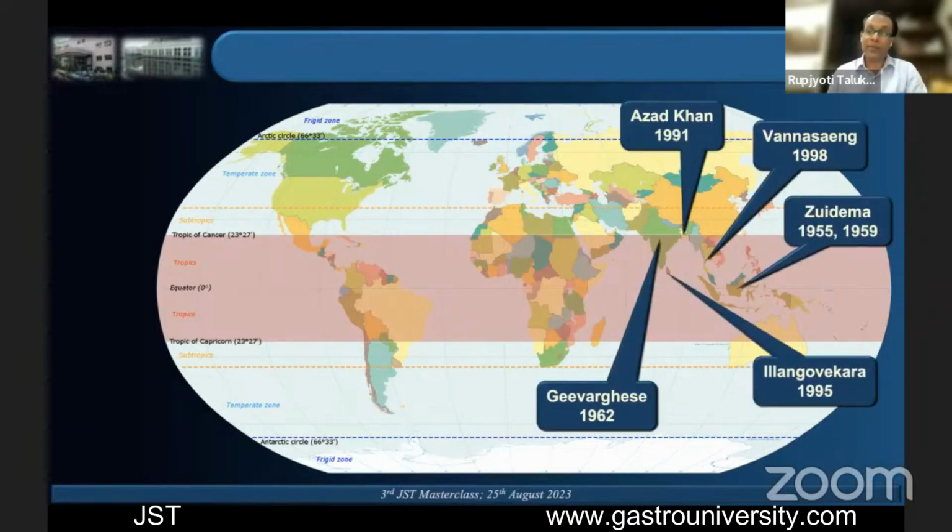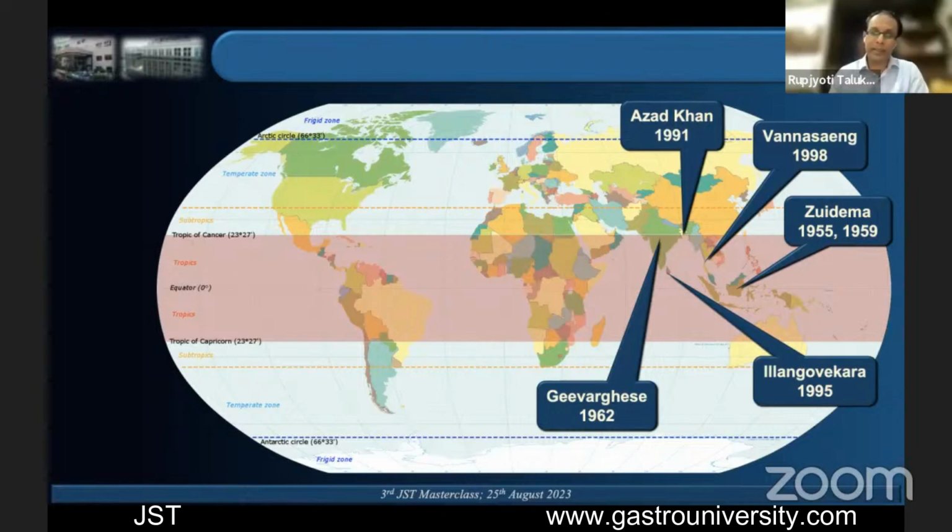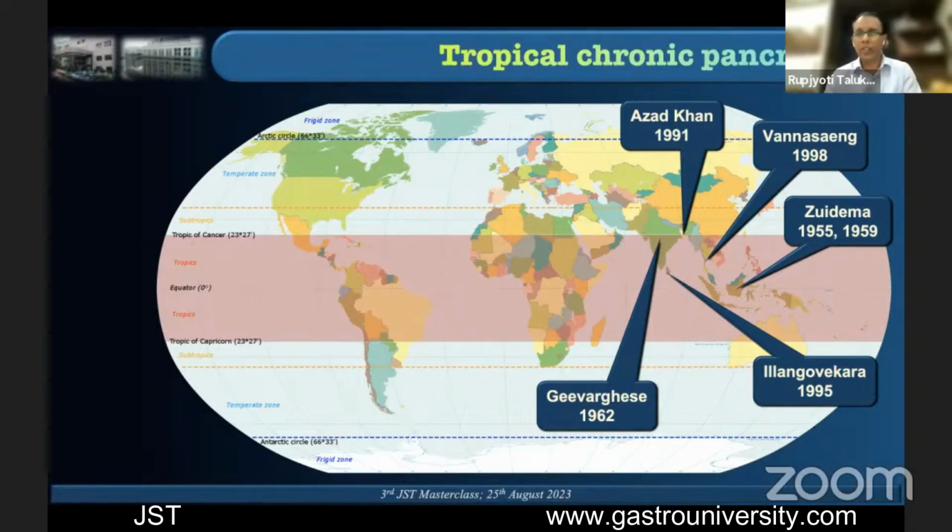way back in 1955, 1959, a disease entity from Indonesia was reported by someone called Zuidema, where the disease was seen in the young, and the same phenotype was evaluated in great detail by Dr. G. Varghese in 1962, and he published the data which made this entity globally recognized, and that was called tropical chronic pancreatitis or tropical calcific pancreatitis. Lots of nomenclatures were given during that time, but eventually TCP, or tropical chronic pancreatitis, stuck on.